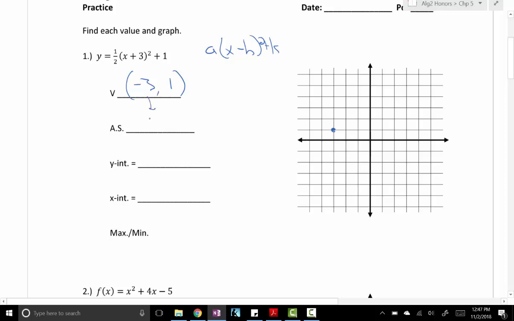The axis of symmetry, x equals negative 3, is this fancy vertical line. The y-intercept is when x equals 0. So if x is 0, we're going to take 1/2 of 9 plus 1. Oh, that's not squared anymore. I'm working a little bit too fast trying to get this done here Friday afternoon. So that's 4.5 plus 1, so it's 5.5.